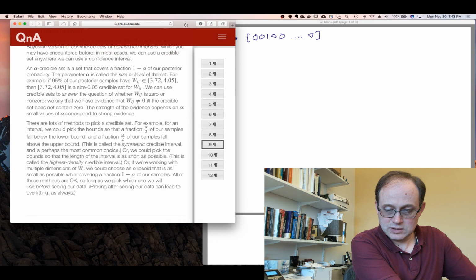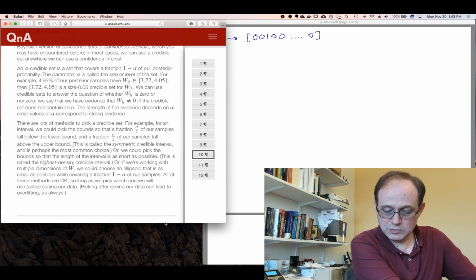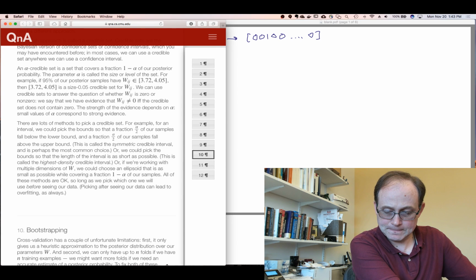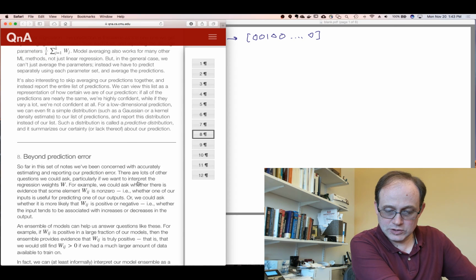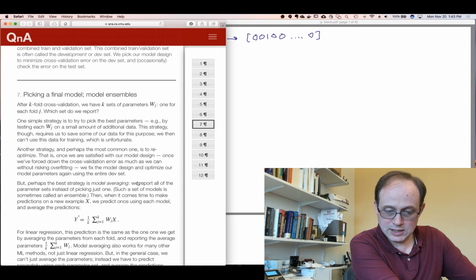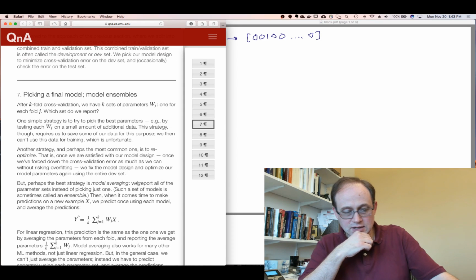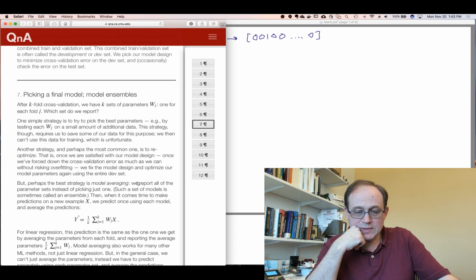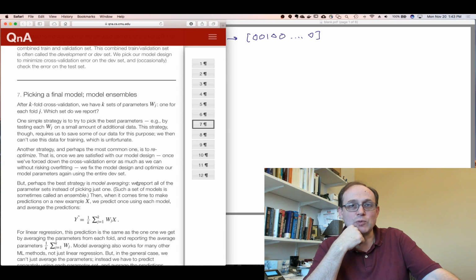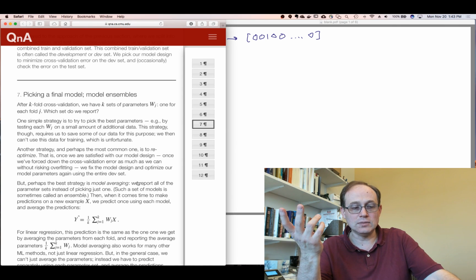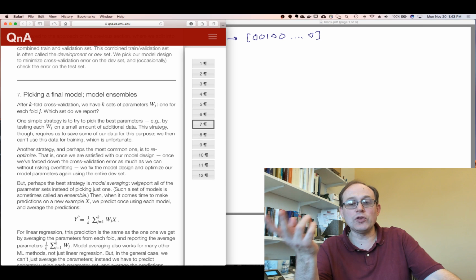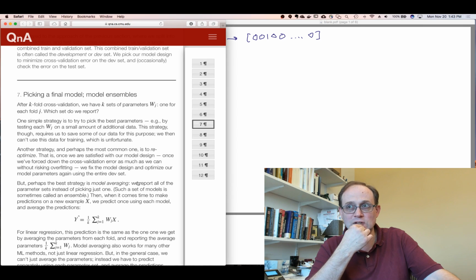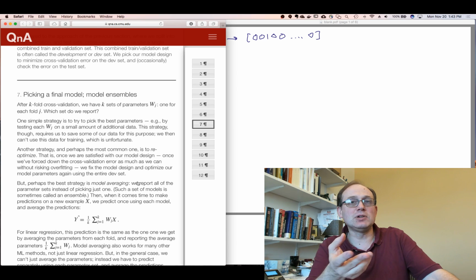Here are the notes on bootstrap. And so just to remind, the idea behind cross-validation or bootstrap was that we train our model more than once, right? So we train it several times, and we get several possible sets of parameters. And each one of these sets of parameters corresponds to a possible model that could be right.